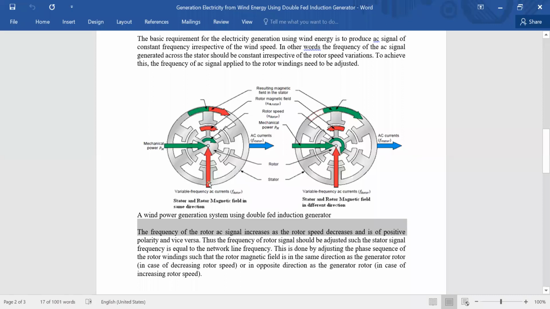This figure shows that the stator and the rotor magnetic field are in the same direction. Here the stator and the rotor magnetic field are moving in different directions. So this is done by adjusting the phase sequence of the rotor winding, such that the magnetic field produced by the rotor is in the same direction as the generator rotor when the rotor speed is decreasing, or in the opposite direction as the generator rotor when the rotor speed is increasing.